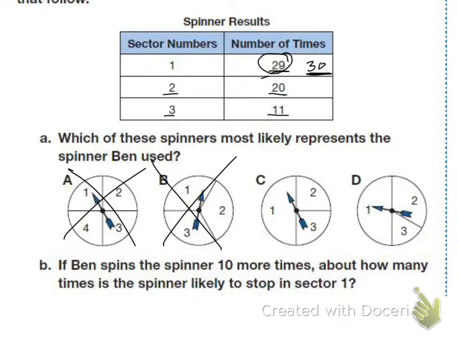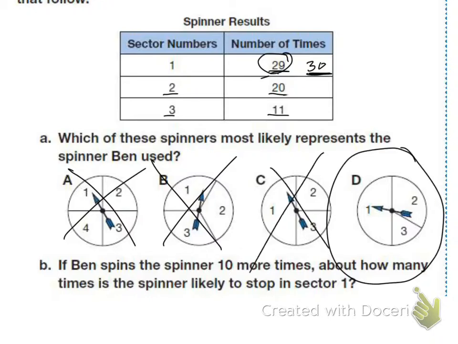We then see that spinner 3 is about half of 2. 11 is about half of 20. So I'm looking for a spinner that shows that sector 3 is smaller than sector 2, which is going to be this one. Okay, because you can see it only landed on sector 3 11 times. So that means that has to be the smallest piece.